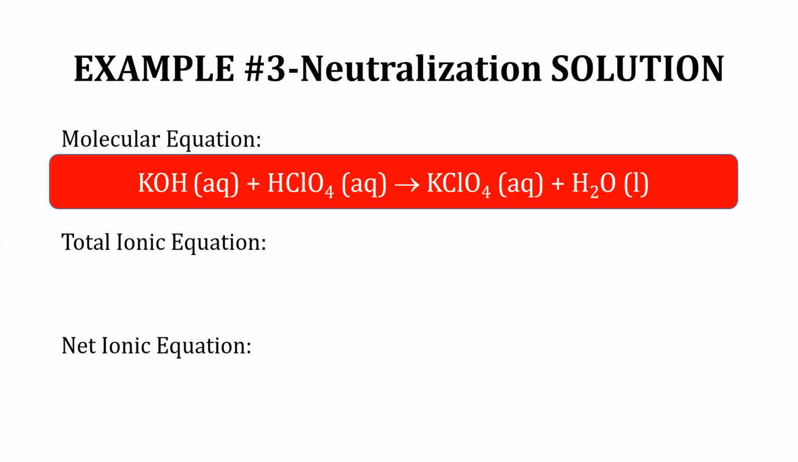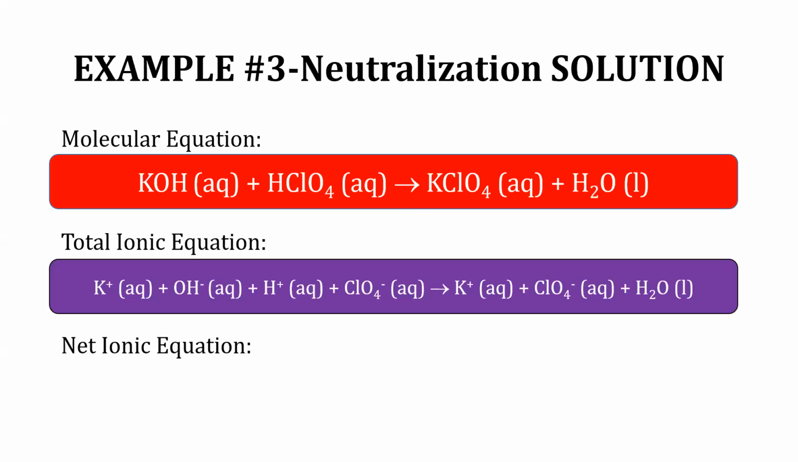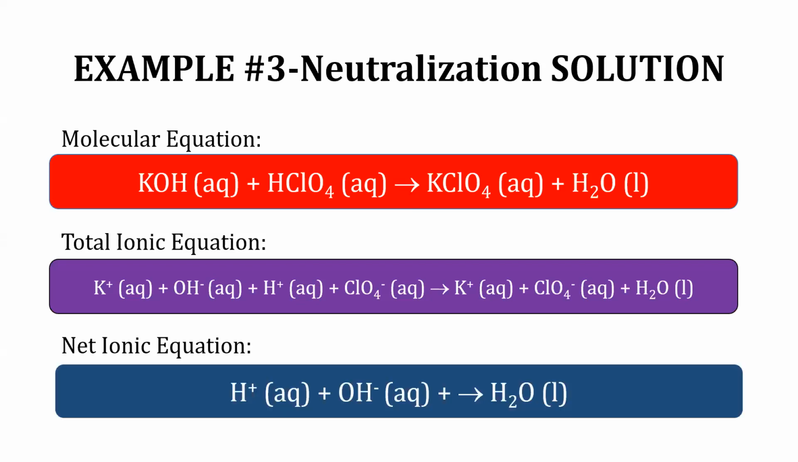The total ionic equation is K+ along with OH- plus H+ along with ClO4- forms K+ along with ClO4- along with liquid H2O. The net ionic equation, after removing the spectator ions of K+ and ClO4-, is H+ along with OH- forming liquid H2O.